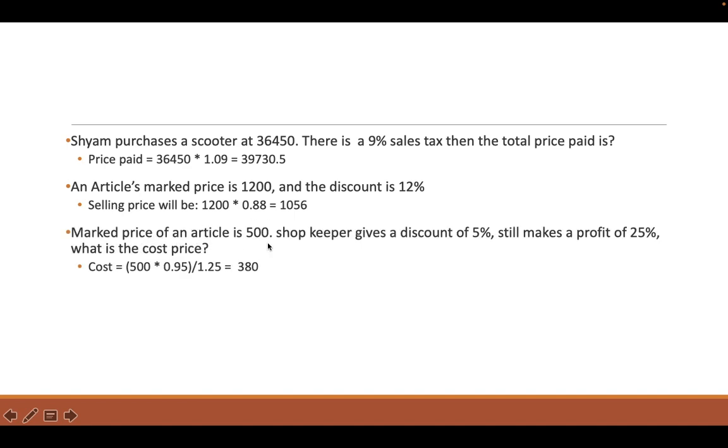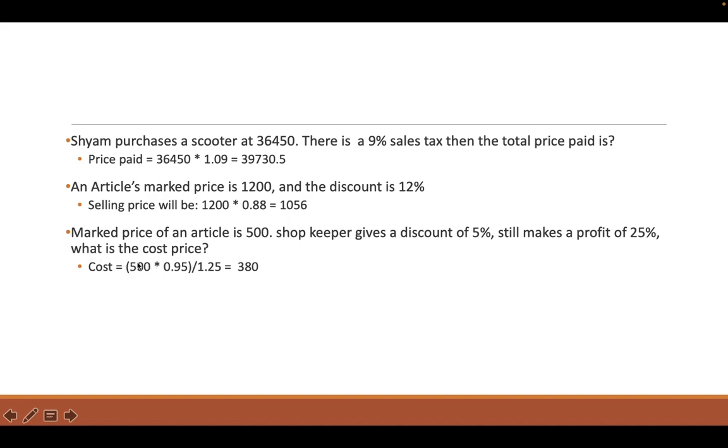Mark price of the article is 500. Shopkeeper gives a discount of 5%, still makes a profit of 25%. What is the cost price? So this is a very traditional concept. These discount sales are there, but what exactly is the cost price? They are showing the discount, but still they have to make some profit, right? So discount is already given 5%, so the sale price is 95% of the mark price, but the shopkeeper already keeps a margin or profit of 25%. So what is the cost price then?